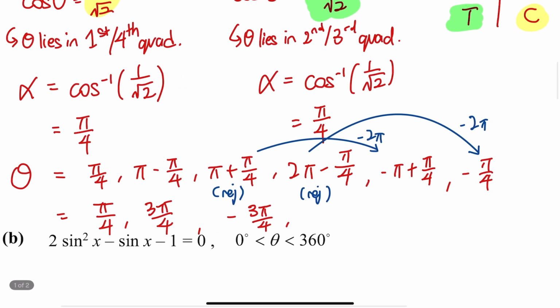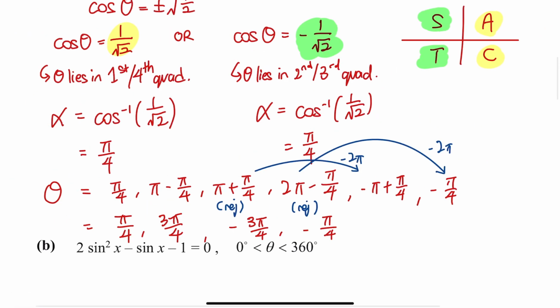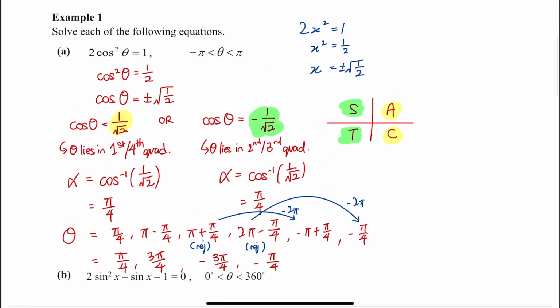And the last one, negative pi over 4. And these are your 4 solutions for example 1a. Alright, so I hope you can follow. The steps are the same, it's just that now I'm solving a bit more complex Trigo equations. Let's now look at part B.